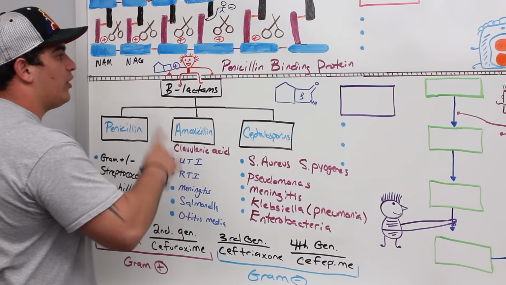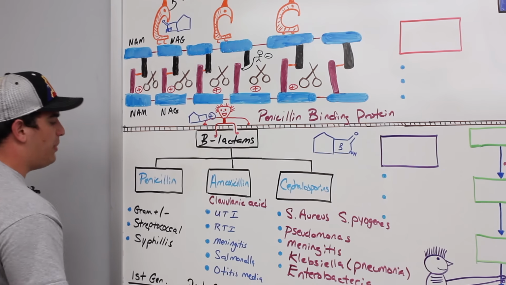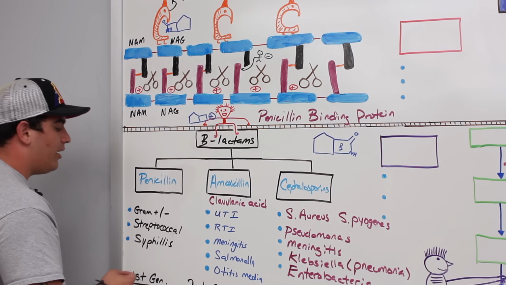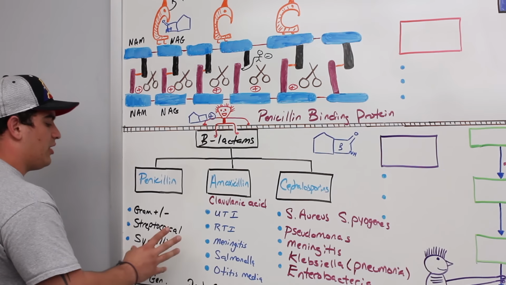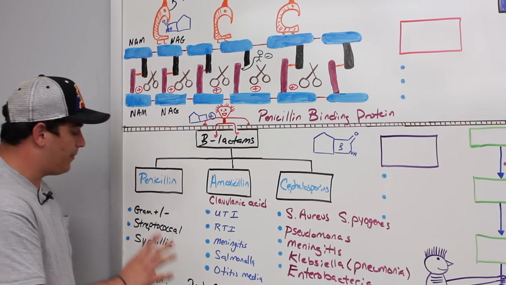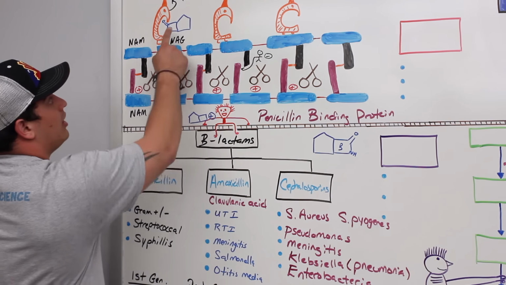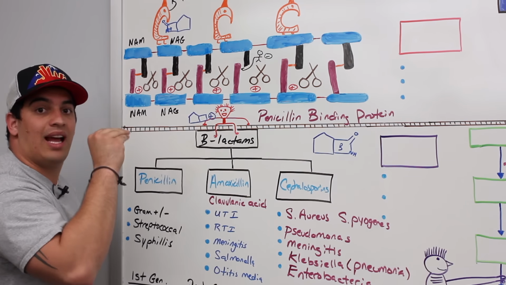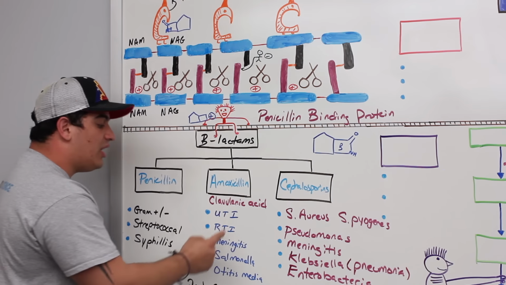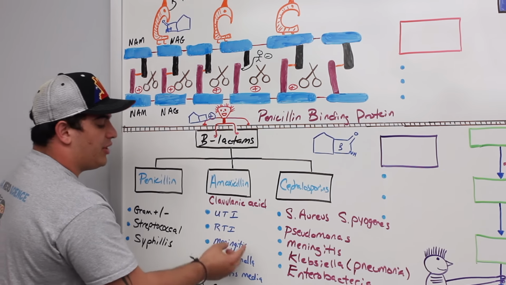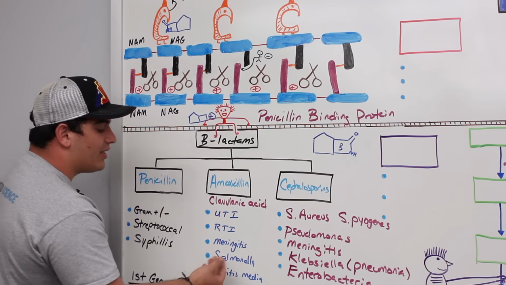What could be certain types of beta-lactams? Penicillin, amoxicillin, cephalosporins, right? And I could even include carbapenems or piperacillin with tazobactam, like piptazo. But again, what is penicillin treating? Gram-positive and gram-negative, mainly streptococcal, because staphylococcal bacteria become resistant. It can also treat syphilis. What about amoxicillin? It's very sensitive to the beta-lactamases that cleave the beta-lactam rings. So in order to make them effective, what do you give them with? Clavulanic acid. What can they treat? UTIs, respiratory tract infections, bacteria that cause meningitis, salmonella, otitis media.